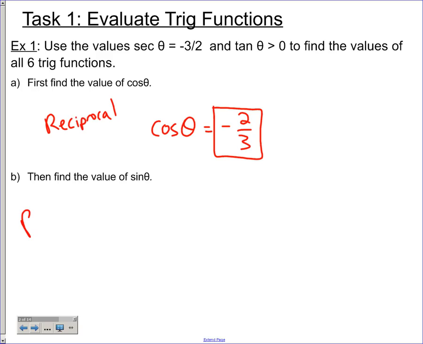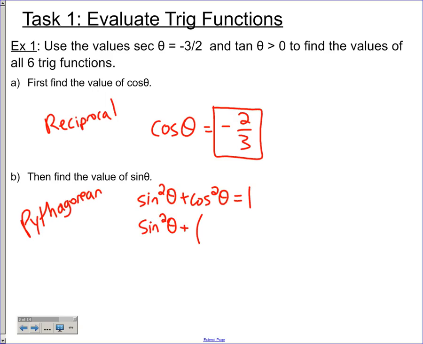Okay, and then part B says find the value of sine of theta. So here, let's apply our Pythagorean identity, which says that sine squared theta plus cosine squared theta equals 1. So we can plug in for cosine theta, and we get -2/3 from part A. We square that, and that's equal to 1. And if we keep simplifying, we get sine squared theta plus 4/9 equal to 1, and then we're going to subtract off 4/9.